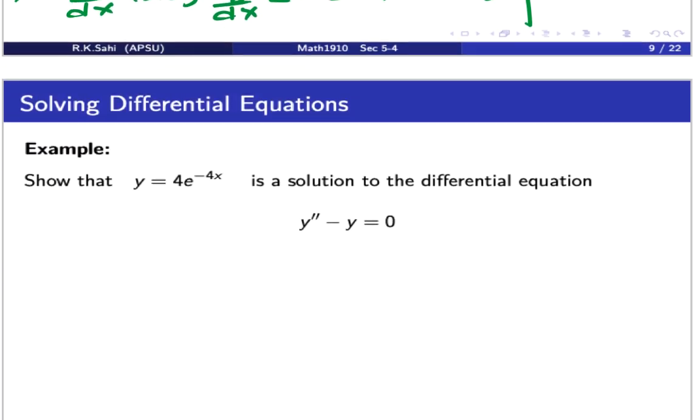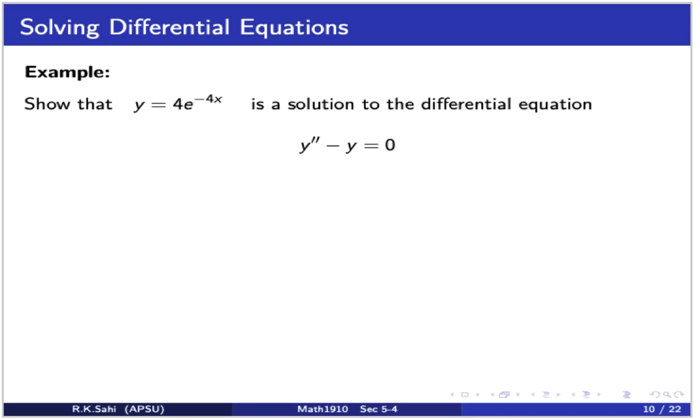Now let's go ahead and solve the differential equation. Now here it says, show that y equals 4 times e to the power negative 4x is a solution to the differential equation. Remember what this problem is saying? Plug this y in. Basically, you have to prove that when you plug y and y double prime into this expression, it should give you a 0.